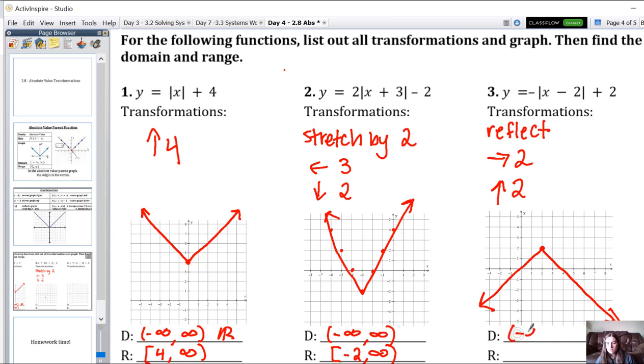Domain, negative infinity to infinity. Now this time for our range, we've got the arrows pointing downward, which means we need to start at negative infinity. So when our graph is upside down, our range is going to start at negative infinity. And then the highest that this graph gets is at 2. So we're going up to 2, and we get the bracket. And that is how we graph these different transformations of absolute value.